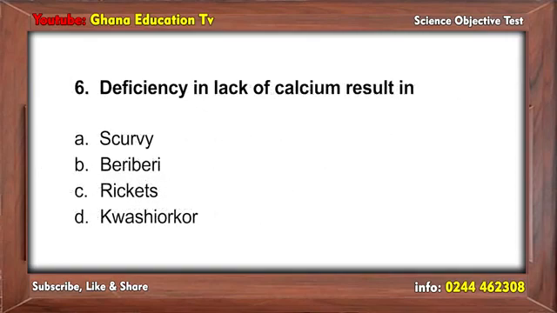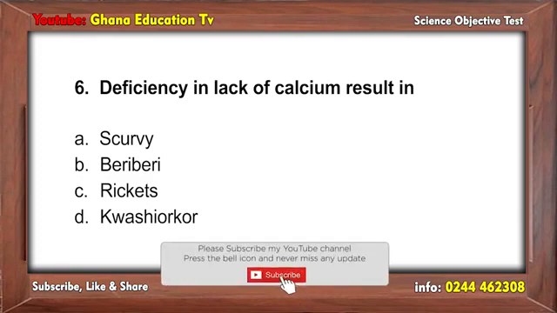Number 6. Deficiency in or lack of calcium results in A. Scurvy. B. Beriberi. C. Rickets. And D. Kwashiorkor.